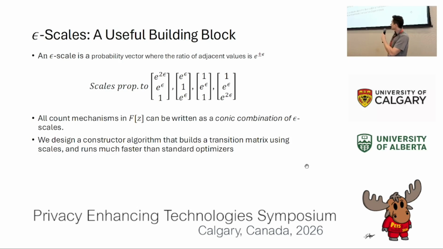And we have a result that says that all of these mechanisms in f of Z can be written as a conic combination of these epsilon scales. And so we can take this theory and we're actually able to design new constructor algorithms that build up transition matrices one scale at a time. And these can run much, much faster than those standard optimizers.